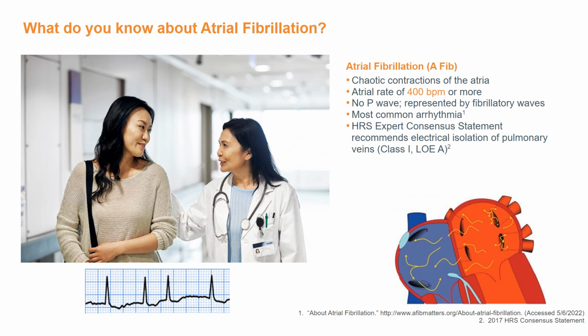Sometimes called A-Fib, atrial fibrillation is characterized by random, chaotic contractions of the atrial myocardium. Patients with A-Fib may have an atrial rate of 400 beats per minute or more. On an EKG, atrial activity is no longer represented by P waves, but by erratic baseline waves called fibrillatory or F waves, which occur between narrow QRS complexes. Recommended treatment includes electrical isolation of the pulmonary veins.